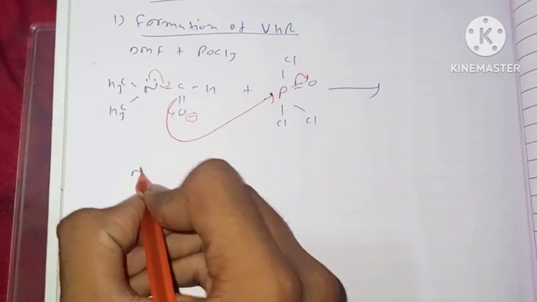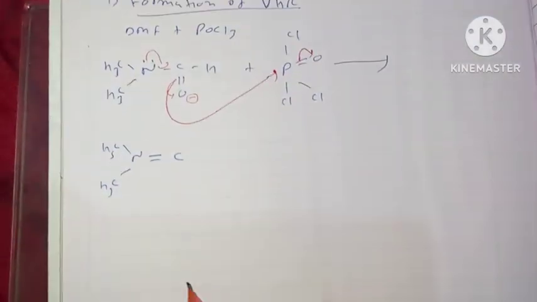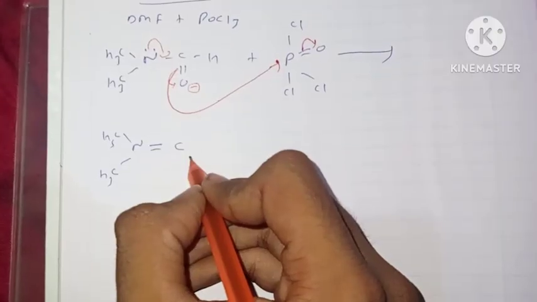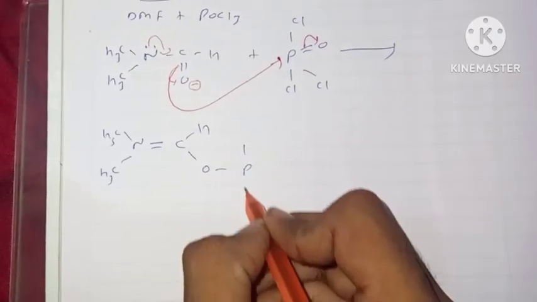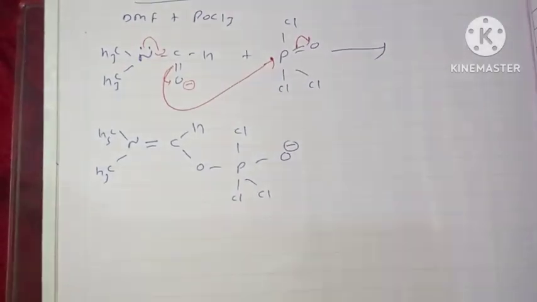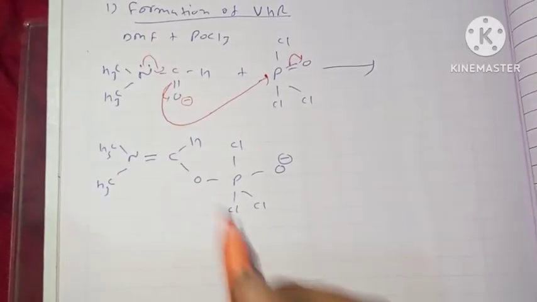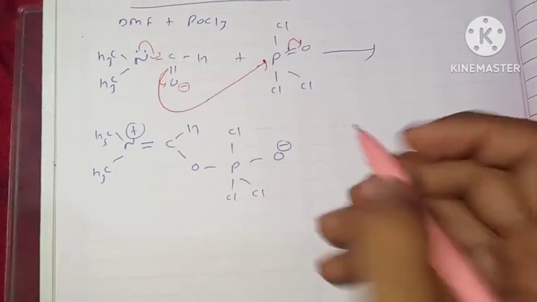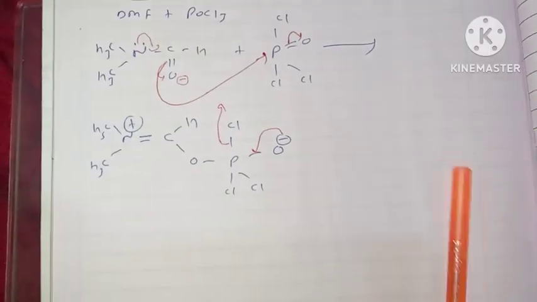Now draw the structure: nitrogen double bond carbon, here two methyl groups. This carbon is attached with oxygen and has hydrogen, and the oxygen is attached with phosphorus with 3 Cl, and oxygen carries a negative charge. Here nitrogen has 3 valency, but here we show 4 valency, that's why nitrogen carries a positive charge. This negative charge shifts over this bond and Cl departs, meaning the Cl group is removed.